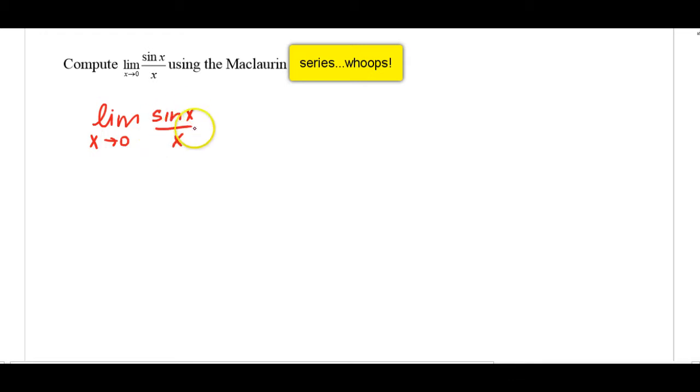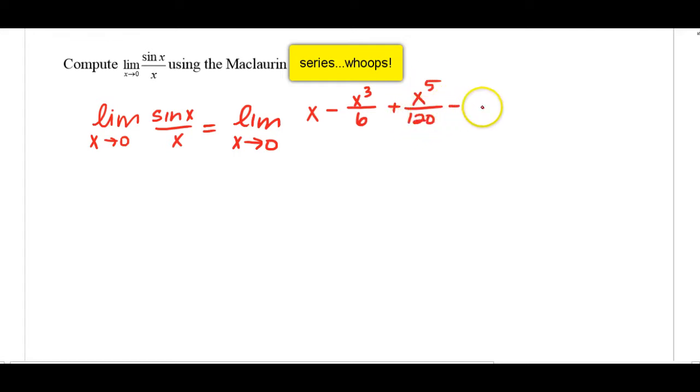So sine x over x is going to be the limit as x approaches 0. So the sine function starts with x, and then it's minus x cubed over 3 factorial, which is 6, plus x to the 5th over 5 factorial, which is 120, minus and so on and so forth, divided by x. So now let's go ahead and simplify this.